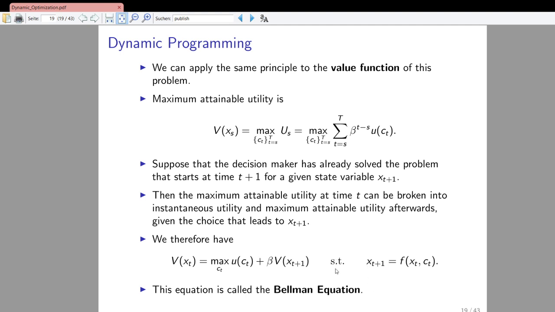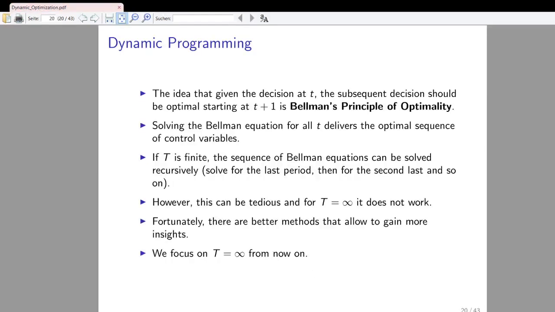And now this equation here is called the Bellman equation, which basically states that we break down the problem into one of making the optimal choice between today and tomorrow. And we already know that an optimizing agent would extend such an optimal choice for the rest of the planning horizon. Now the idea that, given the decision at time t, the subsequent decisions should be optimal starting at time t+1 is called Bellman's principle of optimality.